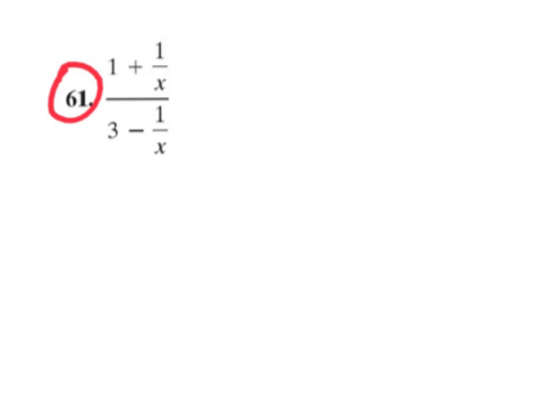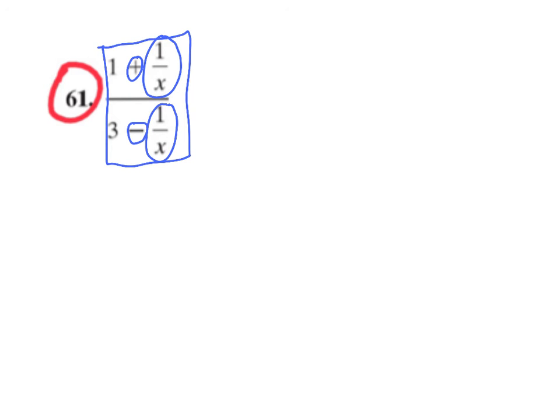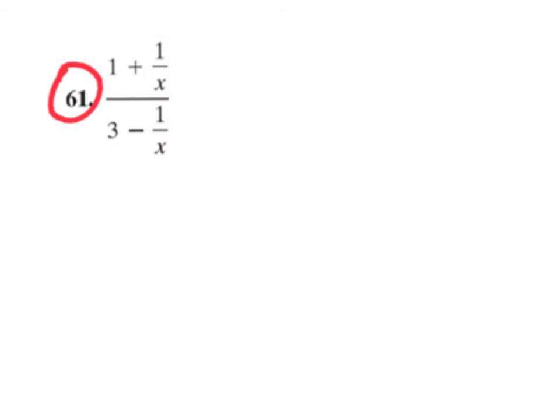Here's number 61, Natalie. You have a complex fraction, and you have to simplify it. We call it a complex fraction because you have fractions within a fraction. So in the numerator, notice you have a 1 over x, and in the denominator, you have a 1 over x. The top is a plus, and the bottom is a minus. But you've got these smaller fractions within the big fraction, okay? So I'm going to go ahead and erase and clean that up. I just wanted to point that out to you.